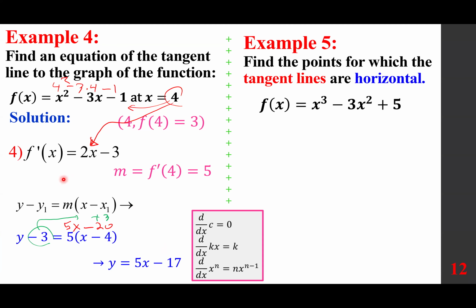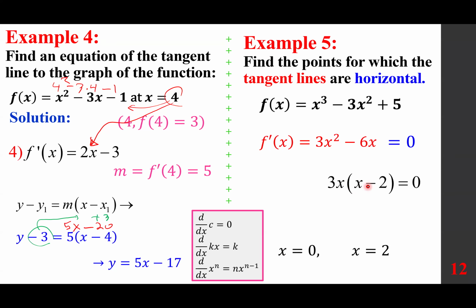Find the points for which the tangent lines are horizontal. Tangent lines means differentiate. 3x squared minus 6x. Horizontal means the slope of the line is 0. So set this equal to 0, because this represents infinitely many slopes for tangent lines. To solve this, take the 3x out. You get x minus 2. So x is either 0 or 2.